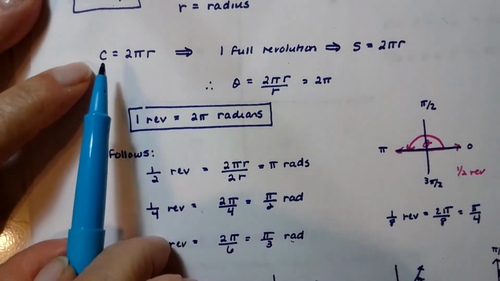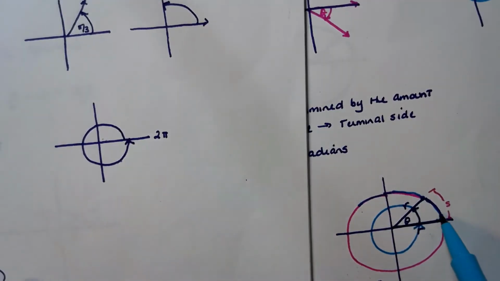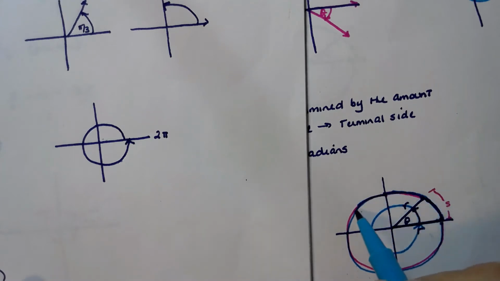So what I can say is, since the circumference is 2 pi r, then the arc would be the whole edge of the circle here, right? The whole way around the circle. So that would be my S. This whole thing would be S now.